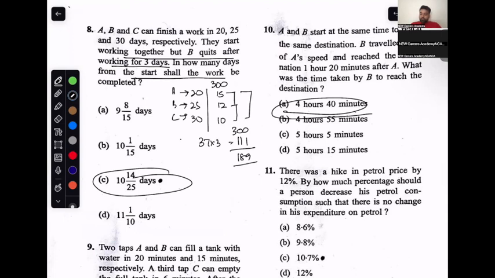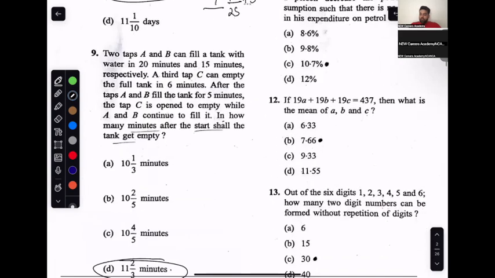So A and C is going to do. So who's going to leave? B quits after working for 3 days. So who's going to do it? A and C. So 25 से किया हमने करेंगे 25 7s are 175, 14 plus 3, 10 1 by 14 days is your answer.